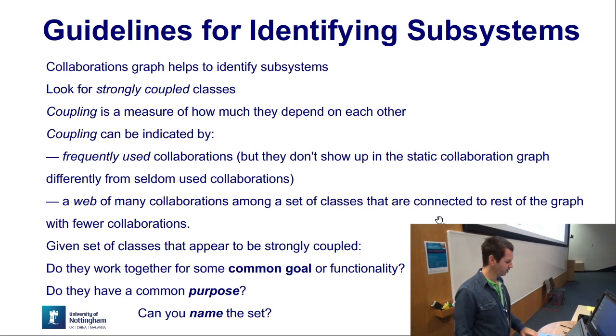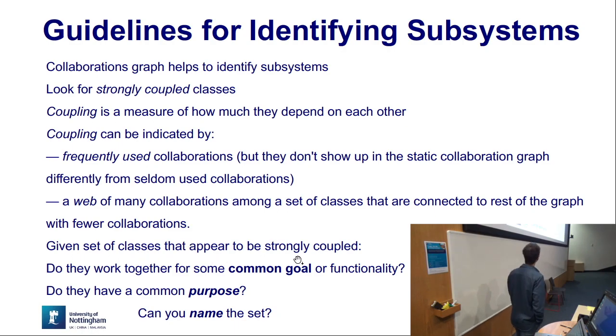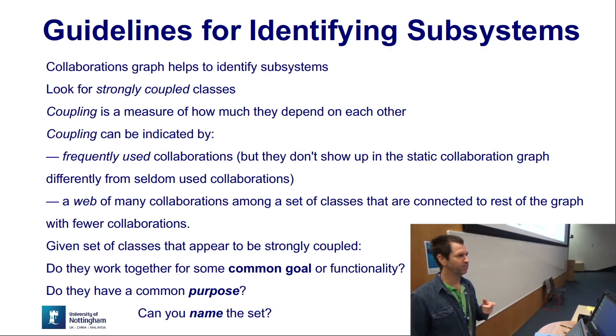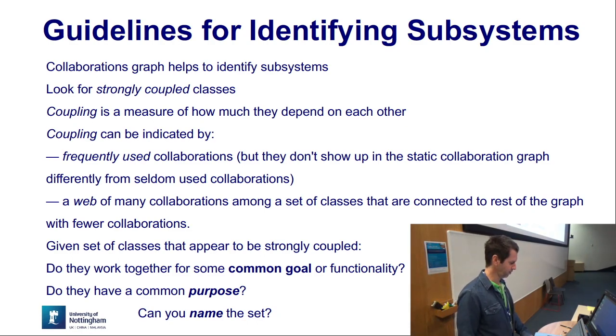Given a set of classes that appear to be strongly coupled, do they work together for some common goal or functionality? Do they have a common purpose? And can you name the set? If the answer to these three is true, then probably you have a subsystem or a good subsystem candidate.